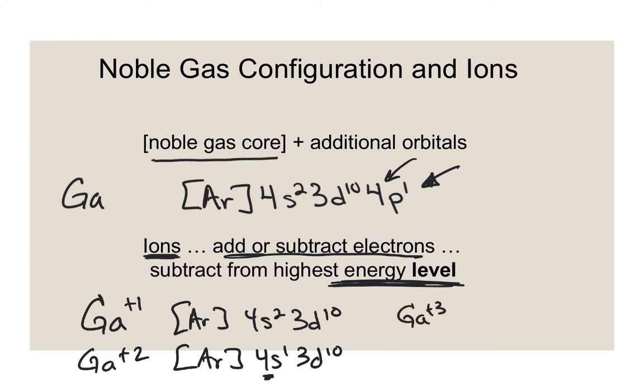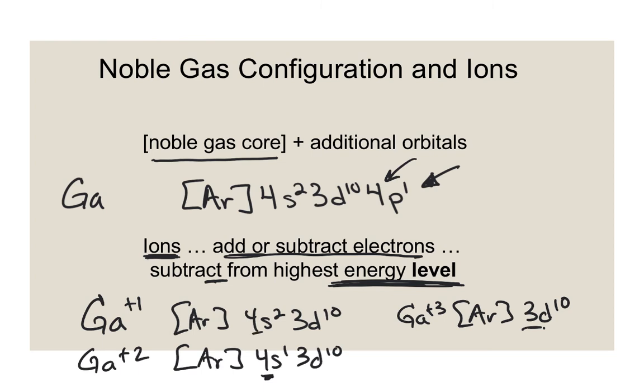Gallium plus 3 would be simply Ar 3d10. And then we could start taking them out of this third energy level. So when you add in, you follow Aufbau, always going by increasing energy. And when we remove electrons, we take them out based on the highest energy level.